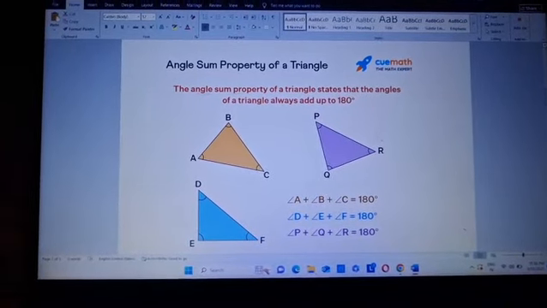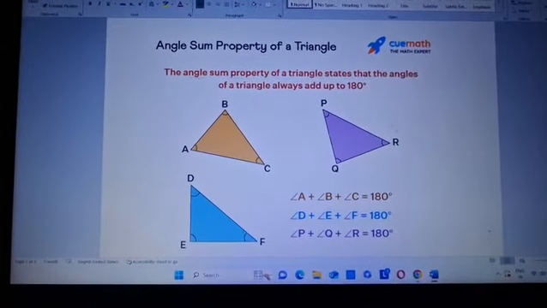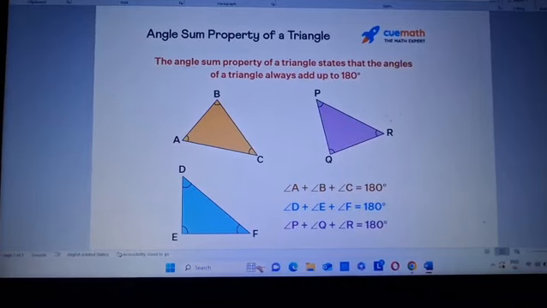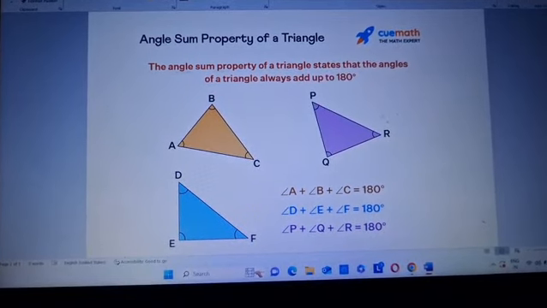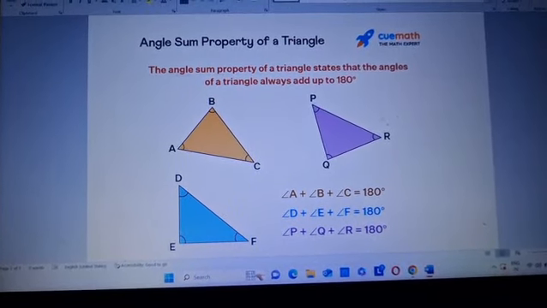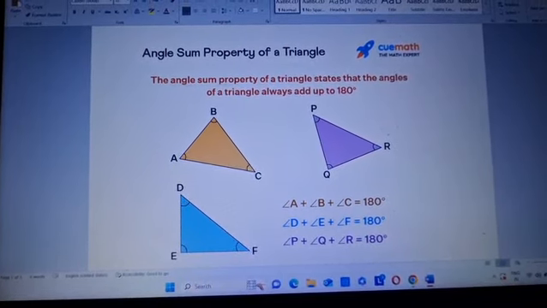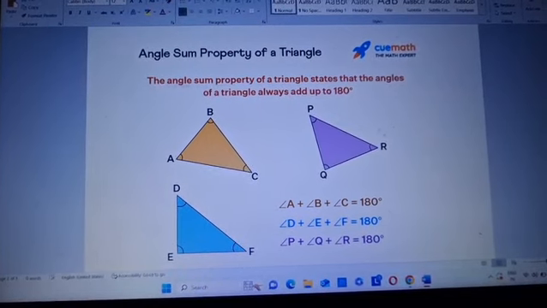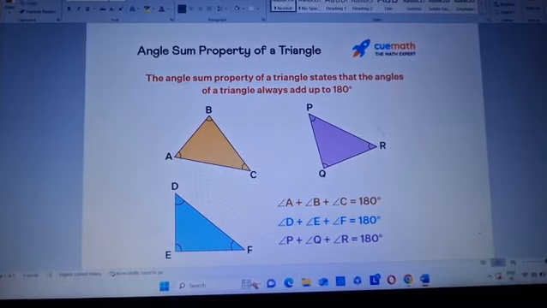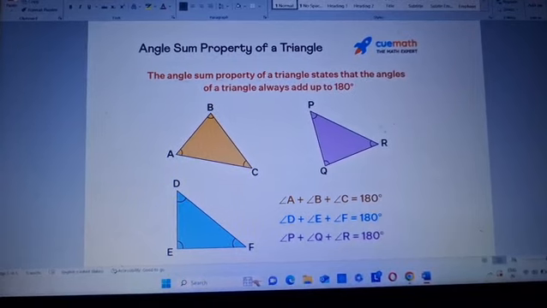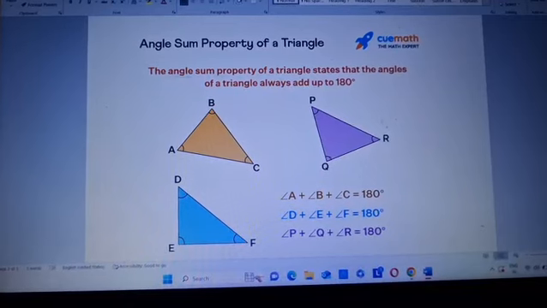After we have done the classification of triangles on the basis of sides and angles, we will learn one of the very important properties of a triangle, which is known as the angle sum property. By the name, you can understand that the property relates to the sum of the angles. The angle sum property of a triangle says that the sum of the three angles of a triangle is always 180 degrees. Not more than 180 degrees, not less than 180 degrees. It should come exactly 180 degrees.